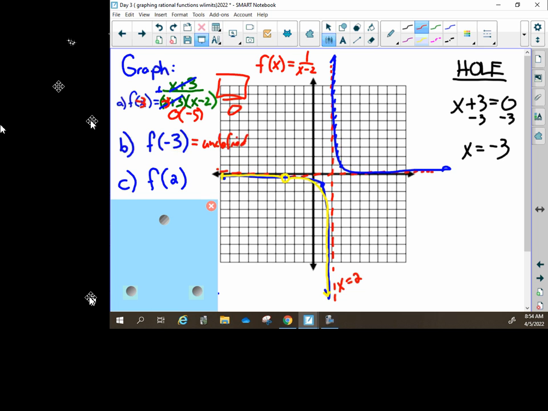And then you can look right here. There is no value right there in the graph. There's a hole there, so that's why this right here is undefined.